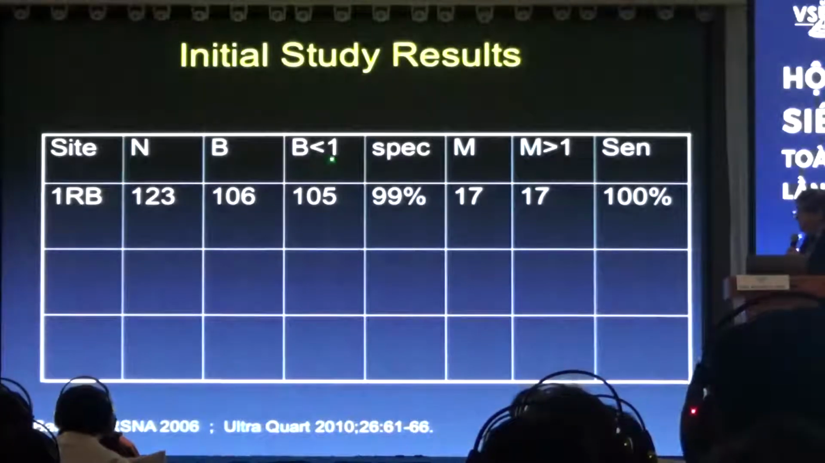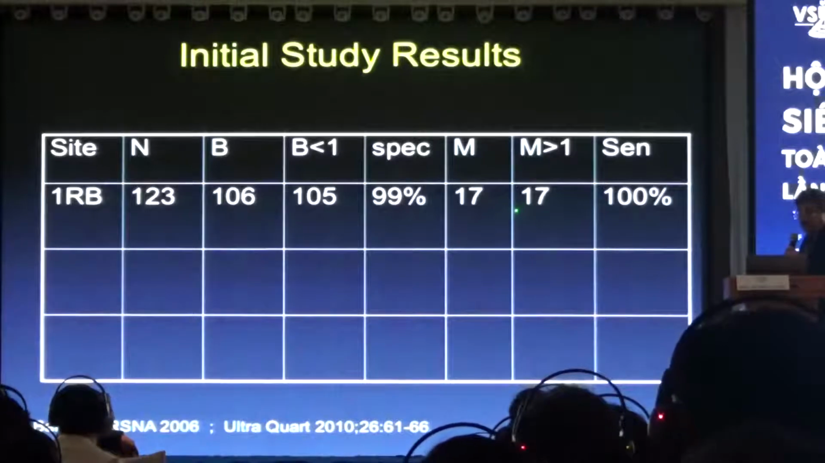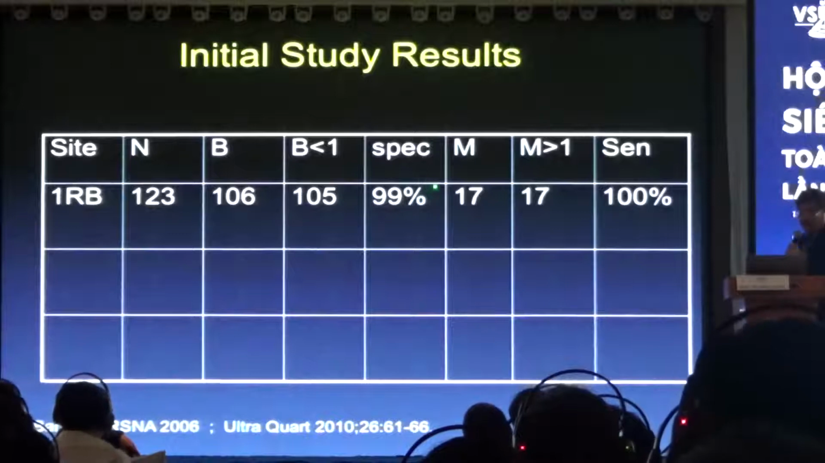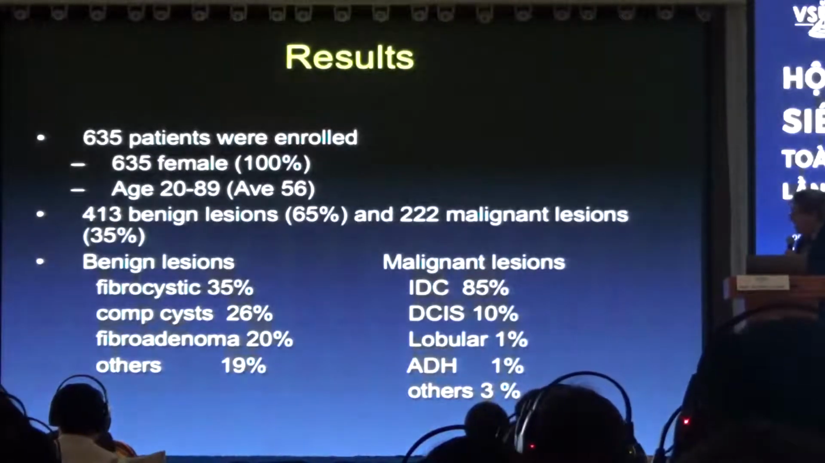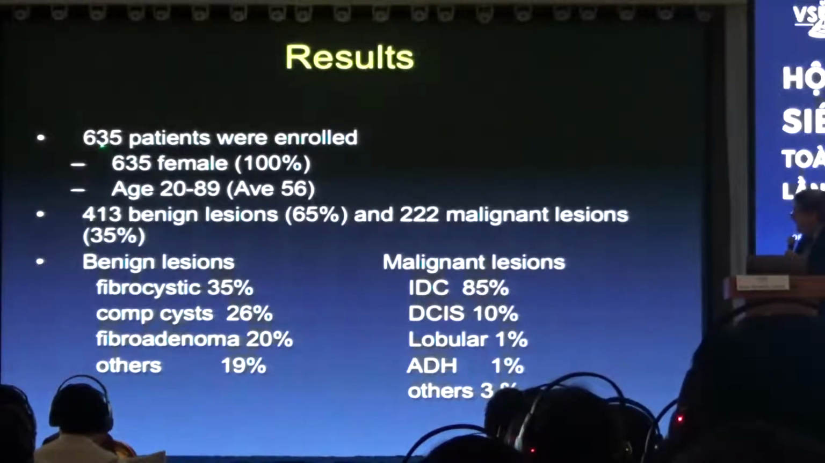And if we look at the ratio, again, taking the length of the lesion on elastography and dividing it by the length of the lesion on B mode, if it was 1 or greater, all 17 cancers had a ratio of 1 or greater, and 105 of the 106 lesions had a ratio that was smaller. So we had a sensitivity of 100% and a specificity of 99%, which is almost impossible to believe we could do so well. So we led a multi-center trial with many sites around the world, including Europe and Asia.